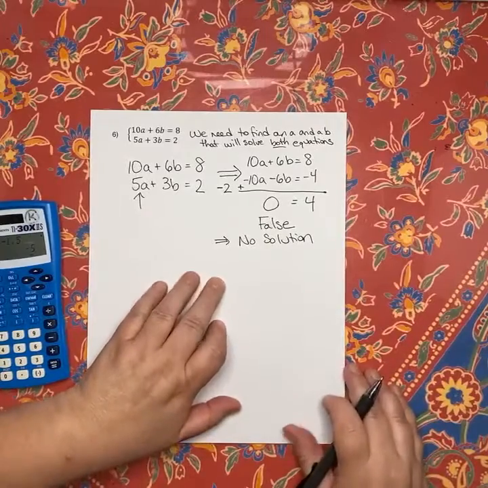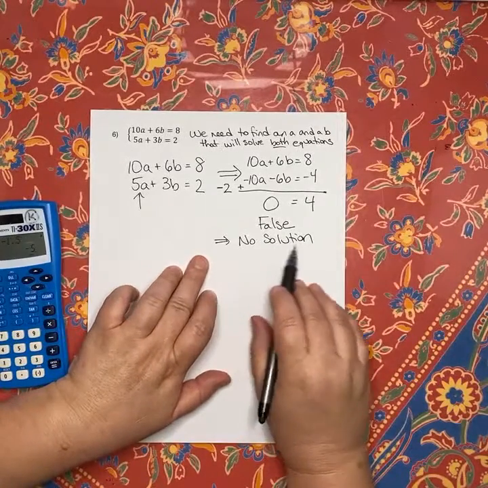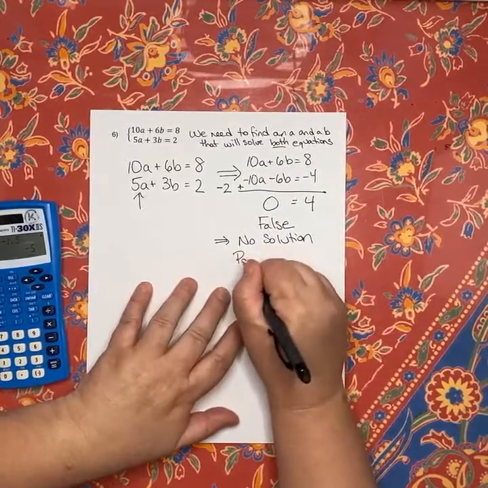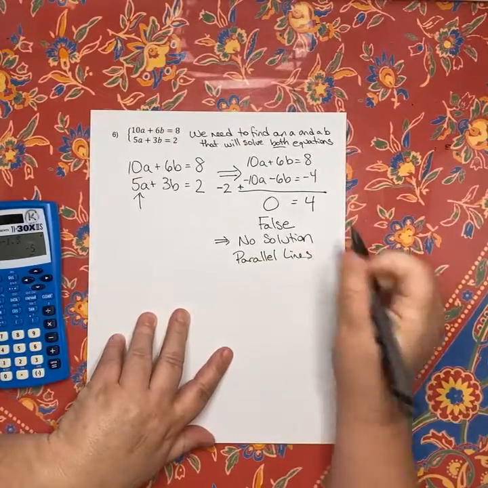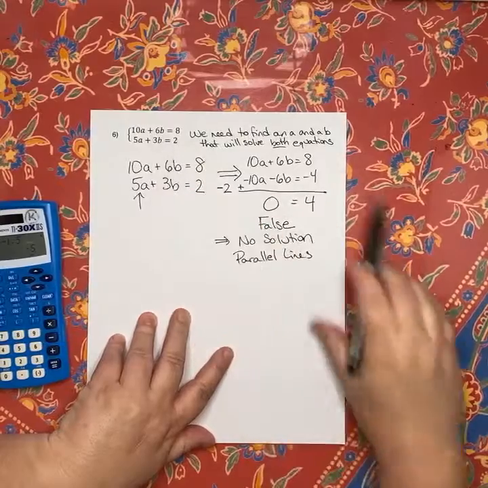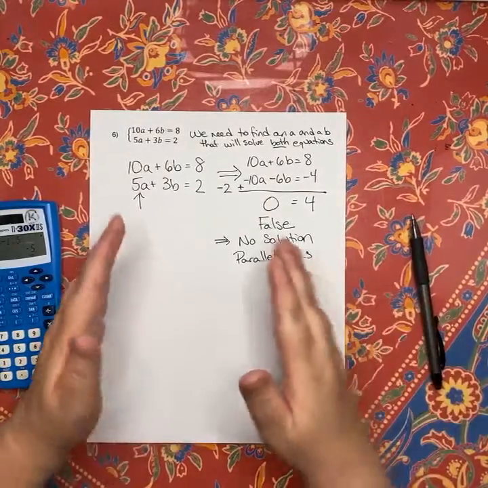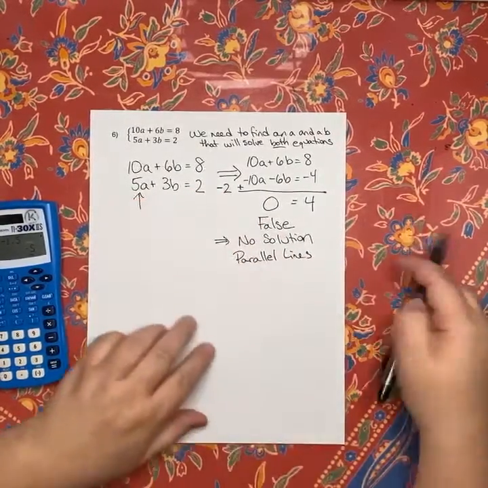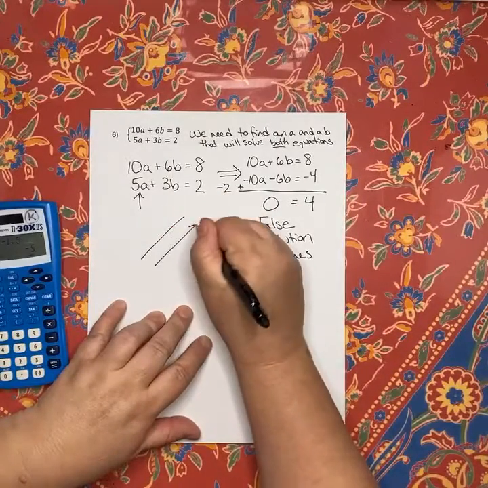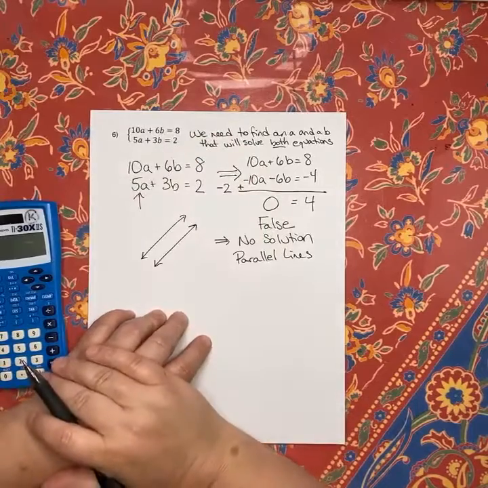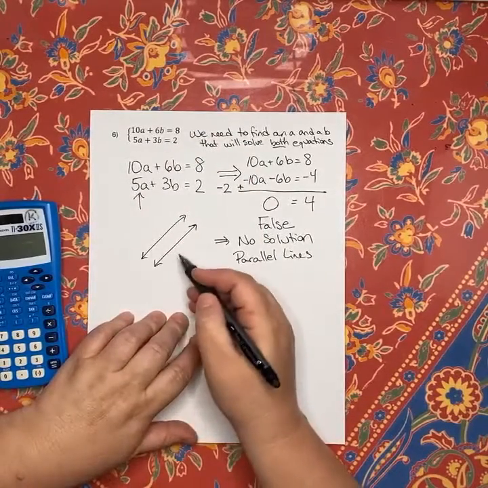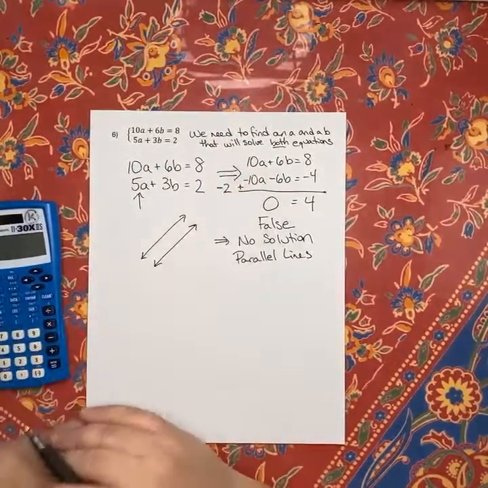So let's talk about a few things. You need to say no solution. You need to be able to say parallel lines. What am I talking about? Well, if two lines do not ever intersect, what does that mean? It means that they're parallel. These are two parallel lines. We just didn't realize it because I made it fancy so you wouldn't notice. But that's why there's no solution. There's no overlap. There's no point where they intersect.